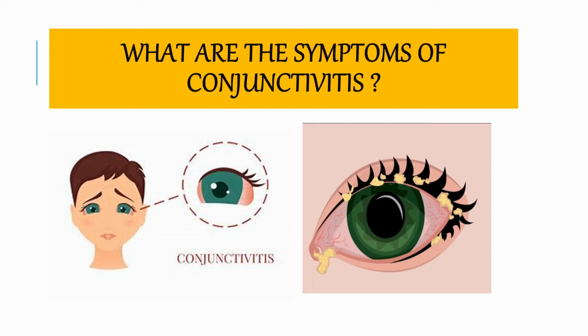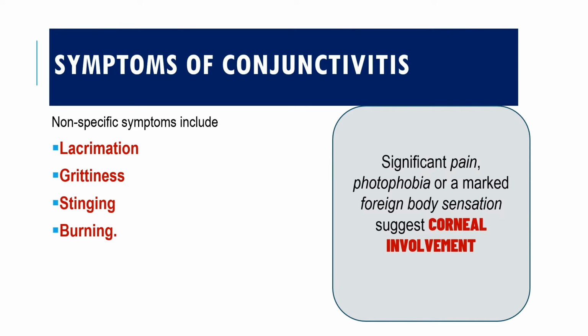Okay, so we shall be studying about each one of them in detail in the later part of the video. Now let us talk about what are the various symptoms of conjunctivitis. So basically, patients will have, first of all, non-specific symptoms, like they will complain of lacrimation, and in patient's terms, they will say excessive watering of the eyes. Okay. Now, because of those conjunctival reactions, we will see grittiness in the eye. That means foreign body sensation, as if something has fallen inside the eye. They will give that complaint. There will be stinging and burning sensation as well.